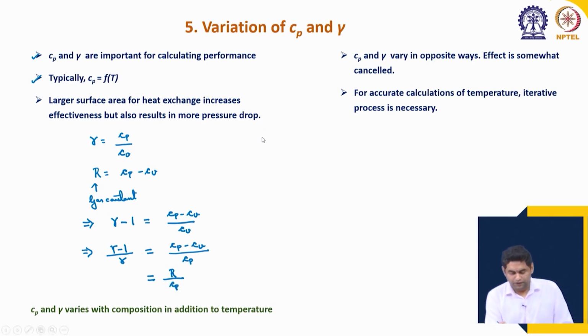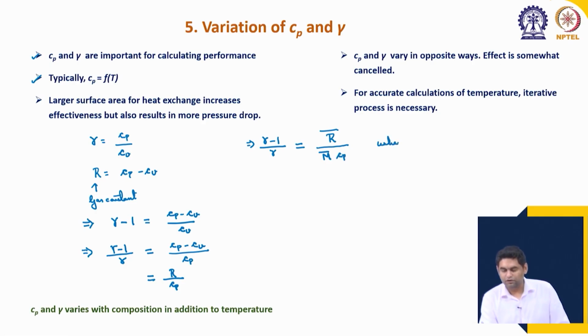So, which means that gamma minus 1 by gamma. So, remember that R is the gas constant. So, we can write it in terms of the universal gas constant R bar divided by the average molecular weight, multiplied by Cp in this case. So, R is equal to the universal gas constant R bar divided by the average molecular weight of the gases.